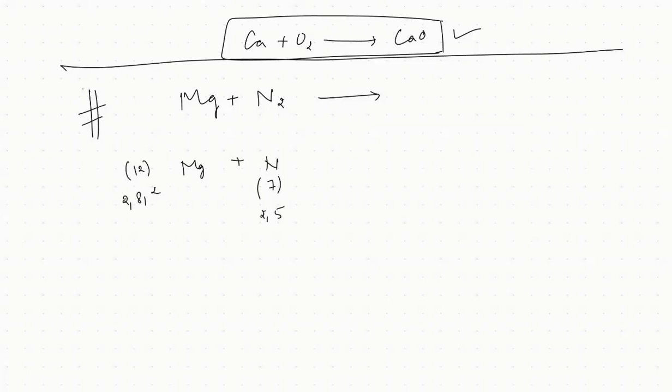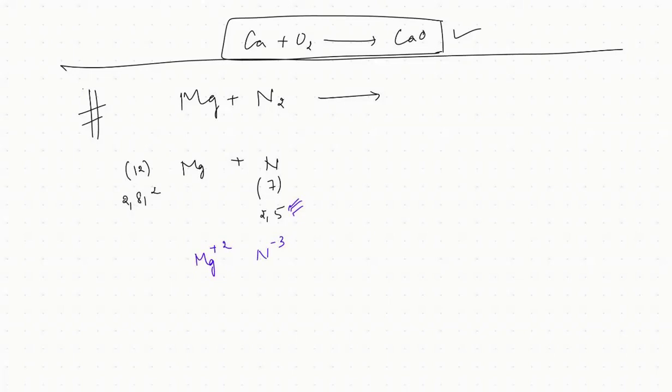So Mg will become Mg plus 2. And nitrogen shall gain 3 electrons, so it will become N minus 3. Do you understand the point?